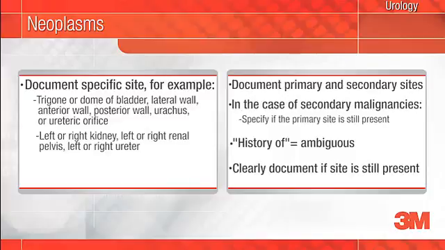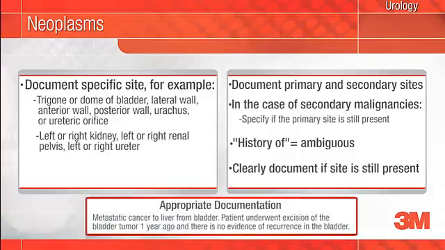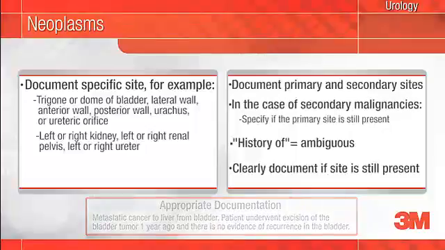For example, appropriate documentation of a malignancy would be metastatic cancer to liver from bladder. Patient underwent excision of the bladder tumor 1 year ago, and there is no evidence of recurrence in the bladder. This documentation clearly identifies the primary and secondary site and states the primary site is no longer present, all of which are factors considered in code assignment.